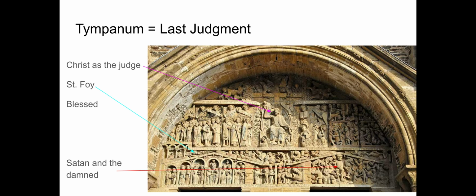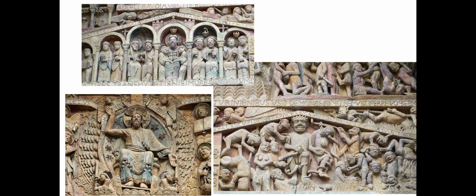And again, in Romanesque art, quite often you are going to be seeing the Last Judgment. These are just some close-ups for you to look at. On the right, the damned, upper part, Christ. Christ is up above, but you're seeing down below where the blessed are, and Saint Foy and God.